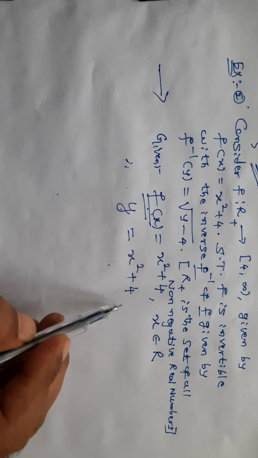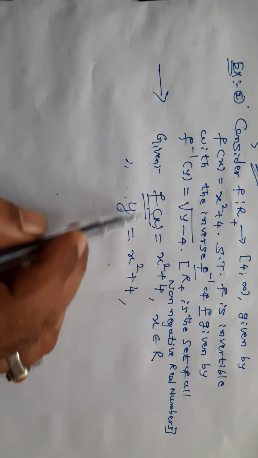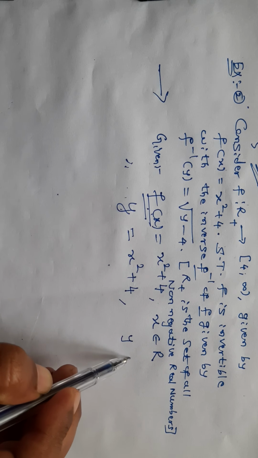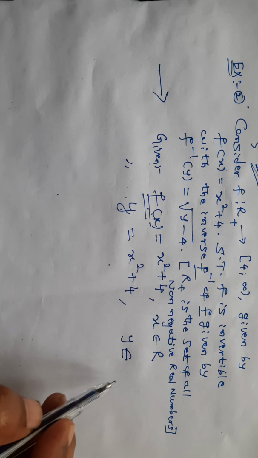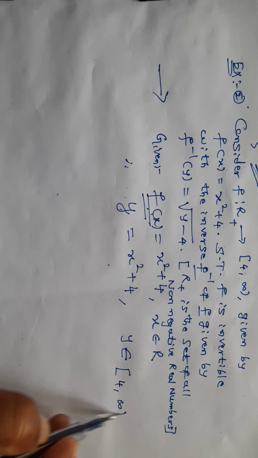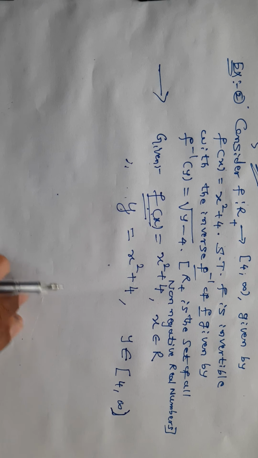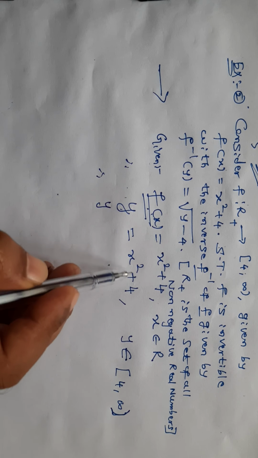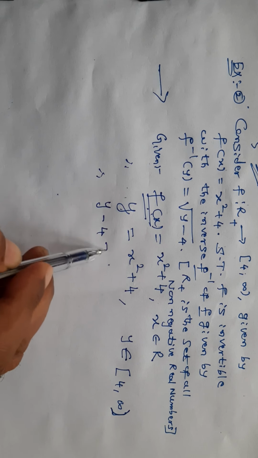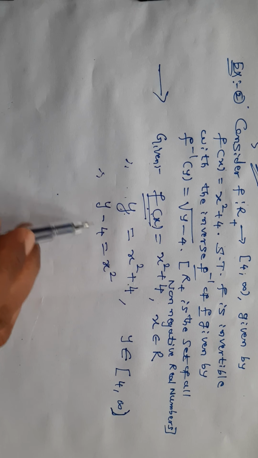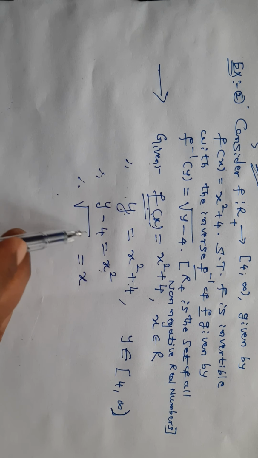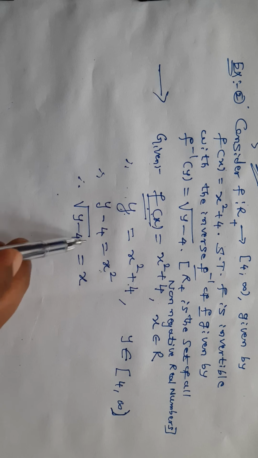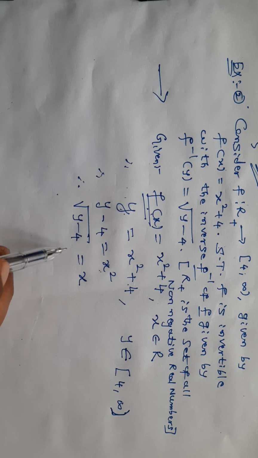This is very, very important. This y belongs to the codomain. What is the codomain in the problem? It is the semi-open interval 4 comma infinity. Instead of f of x, I have written y. Next step, we have to solve for x. We separate the term x square and shift the 4 to the left side as y minus 4. So x square is equal to y minus 4, so x is equal to the square root of y minus 4.